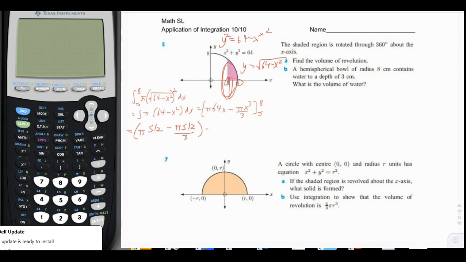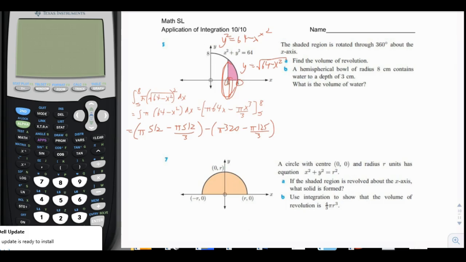And then I subtract the same expression with 5 substituted in. 64 times 5 is 320. So it would be pi 320 minus 5 cubed, which is 125. Pi 125 divided by 3. Okay.